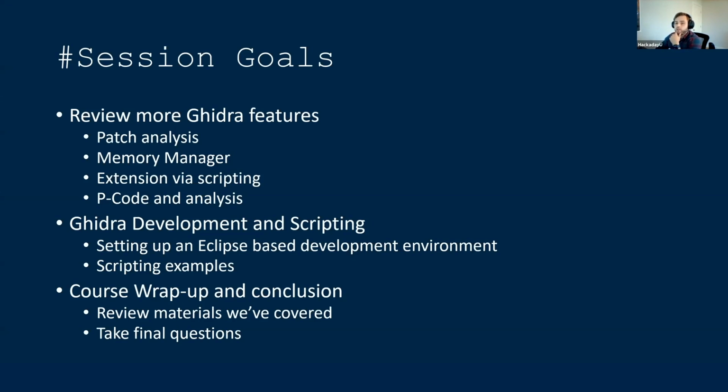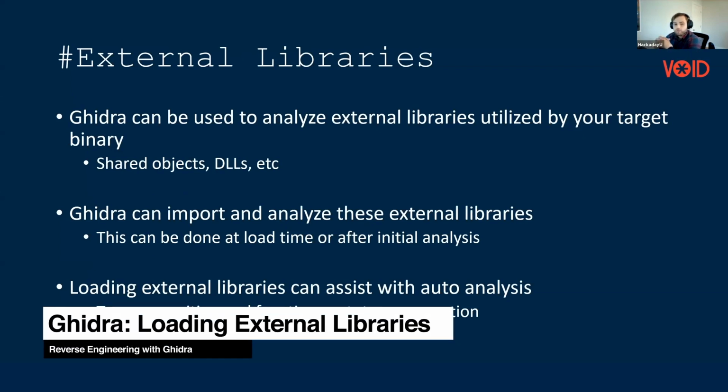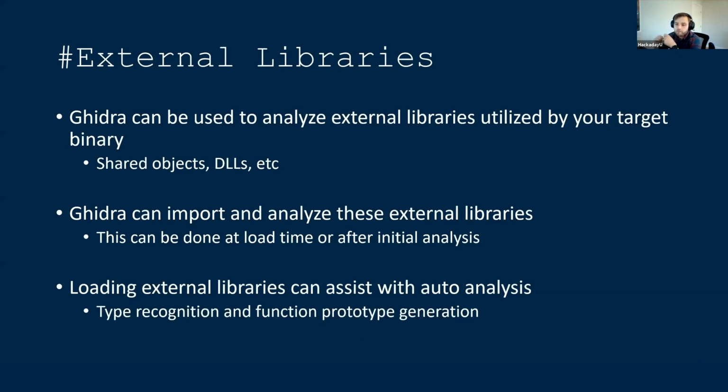With that, the first thing we're going to talk about today is loading external libraries. Some of you may have looked at the ELF exercise from the first session, where we had two different ELF files. One of them loaded the other and called a function within it. You can do this with Ghidra. When you're analyzing a binary, if you see that it calls an external library that has some kind of function, you can have Ghidra load that library on import. Then you can actually navigate to that function in the other shared object and take a look at the decompiled output.